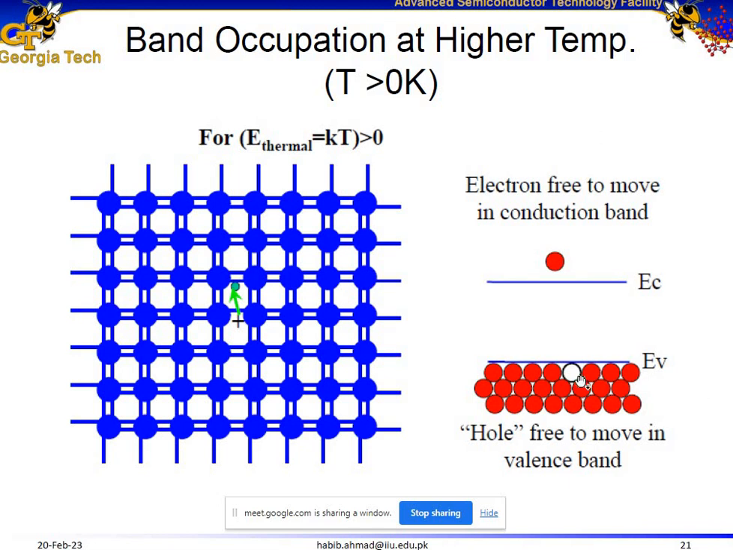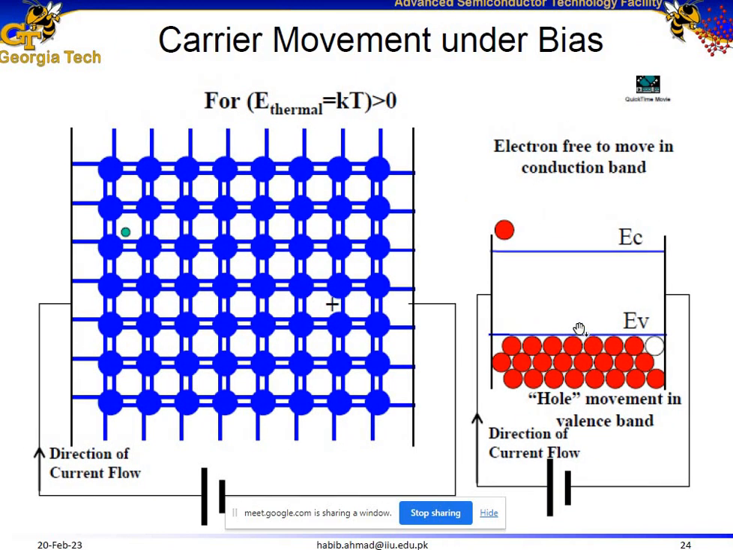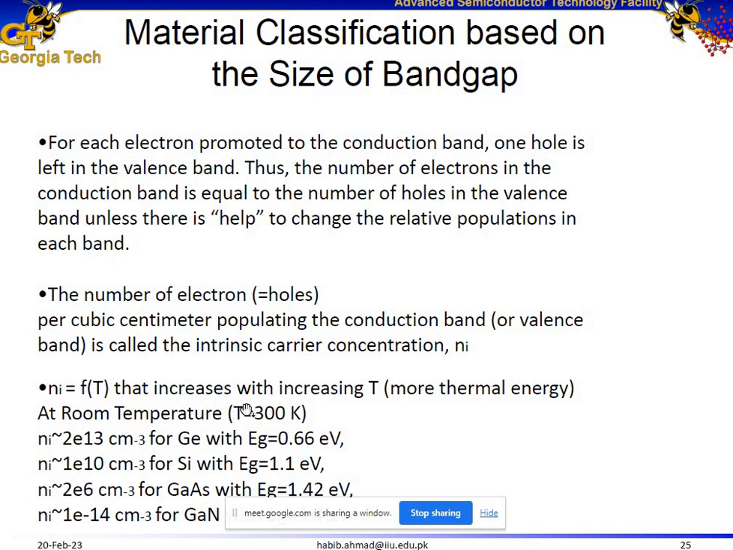So at room temperature, 1 into 10 to the power of 10 electrons gain enough energy to transition from the valence band to the conduction band. Intrinsic carrier concentration is represented by Ni, and it's once again 1.5 into 10 to the power of 10 for silicon.